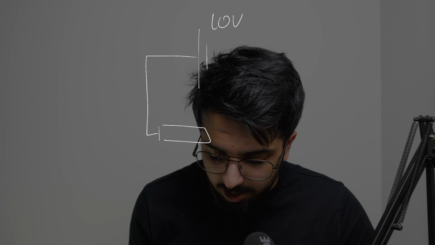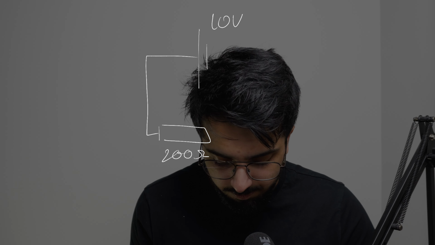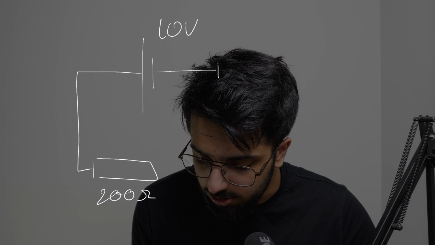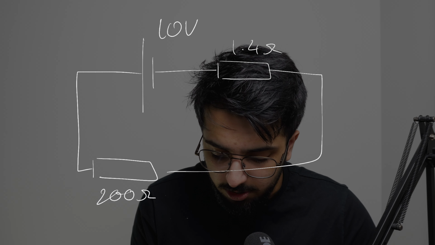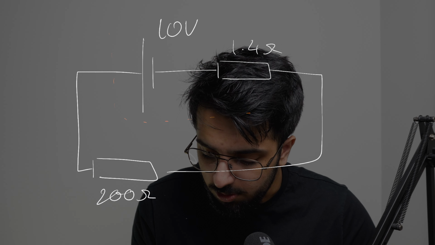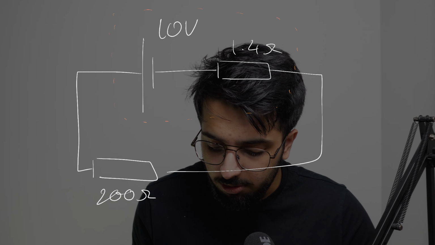So let's imagine we have a 10 volt cell, okay? This has a resistor over here. This is 10 volts, and let's say this is 200 ohms, okay? And let's say we have an internal resistance of 1.4 ohms, like so. And because this is internal resistance, we're going to put a little box around this, okay?